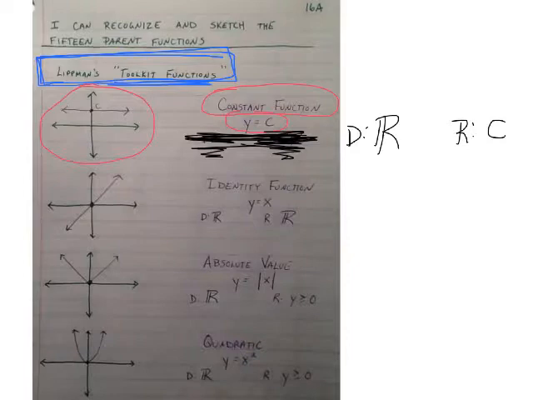For the next function, we have the identity function, y equals x, and the domain and range are both all real numbers. The third function is the absolute value function, and the graph is shown there. The domain is all real numbers, and the range is y is greater than or equal to 0. Our next function is the quadratic function, which is y equals x squared, and for this our domain is all real numbers, but our range is limited to y is greater than or equal to 0.